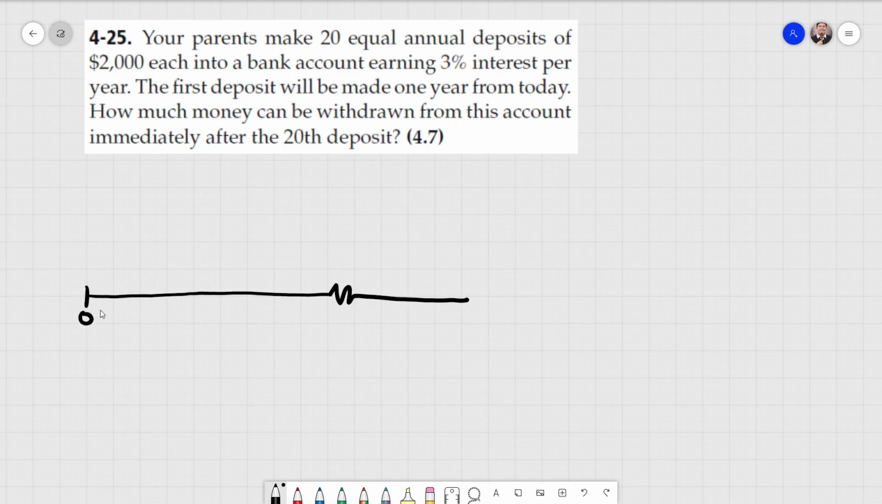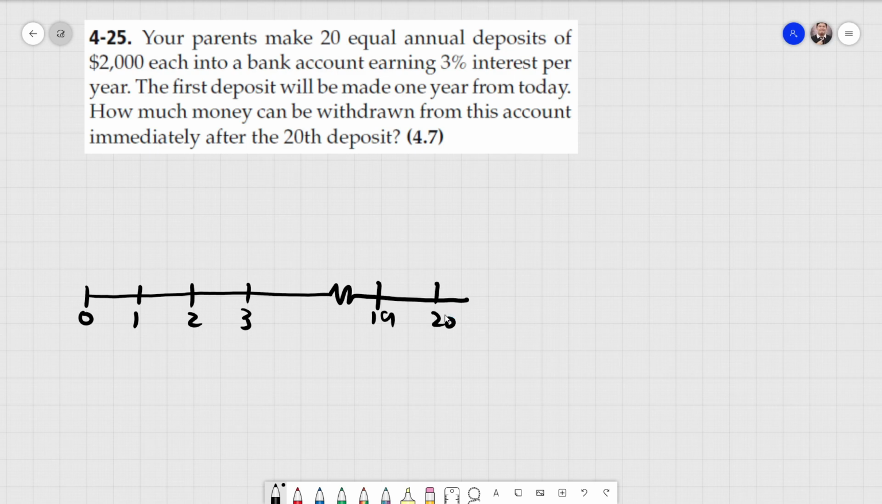So, this is year 0. So, gawa na tayo ng cash flow diagram. This is year 0. This is year 1. This is year 2. This is year 3. And so on. Meanwhile, this is year 19. And this is year 20.